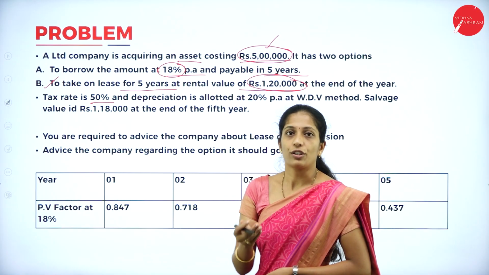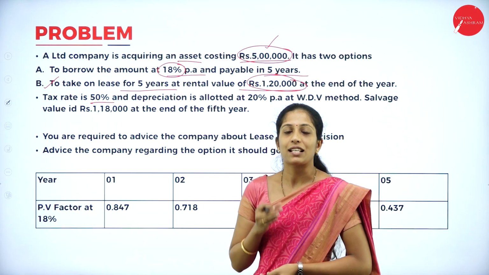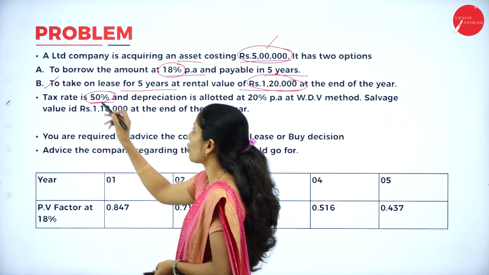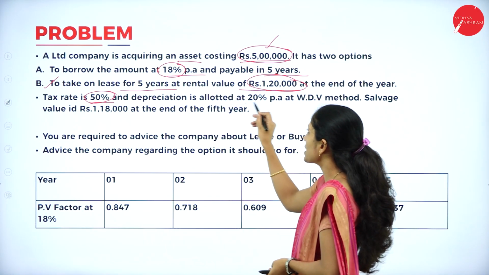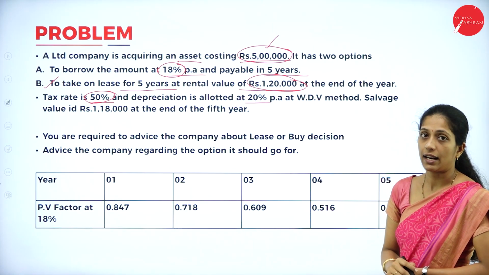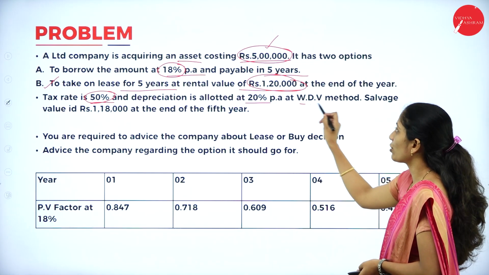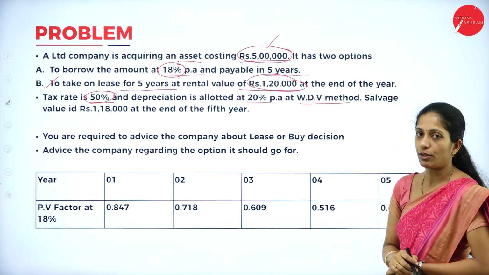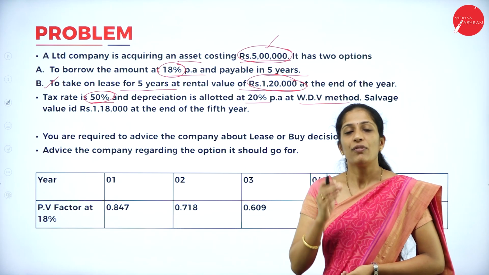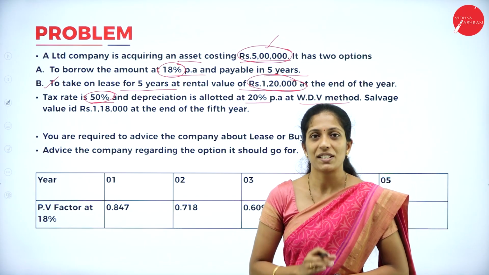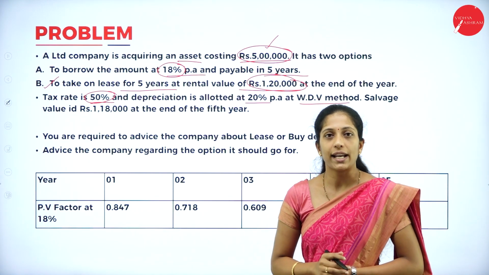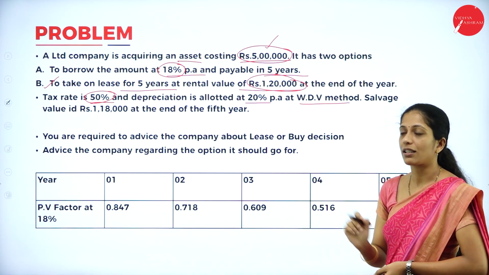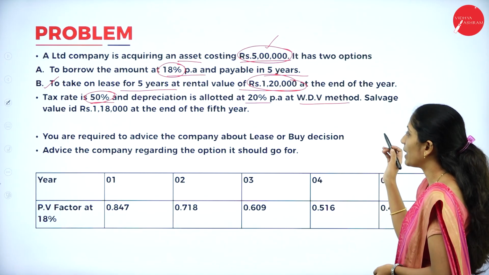Now, in order to purchase or in order to lease assets, they have to pay a certain percentage of tax, that is 50% of tax in this problem, and depreciation is 20% per annum. So we have to calculate depreciation for the asset at 20% per annum on written down value method. Whereas in the previous problem, we had solved a problem where the depreciation was calculated on straight line method. Here we have to calculate depreciation at 20% under written down value method.